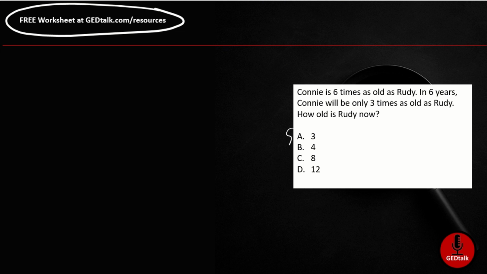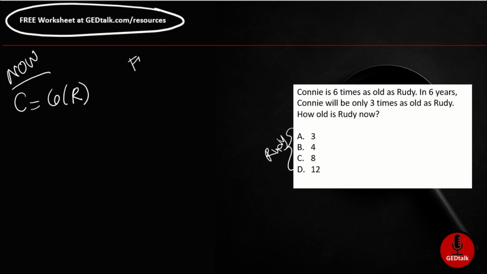So I know that these answer choices are potential ages for Rudy. So they're telling me that right now, so I'm going to do now, Connie, which we're going to say is C, Connie's age is 6 times as old as Rudy. So 6 times R would give us Connie's age. In the future, we have in 6 years, so we're going to do future over here. Connie will only be 3 times as old as Rudy. So Connie's age plus 6 years will be only 3 times Rudy's age. We're going to have to add 6 to Rudy's age because we're in the future column. And if I added 6 over here to Connie's age, I need to add 6 over here on the right to Rudy's age.